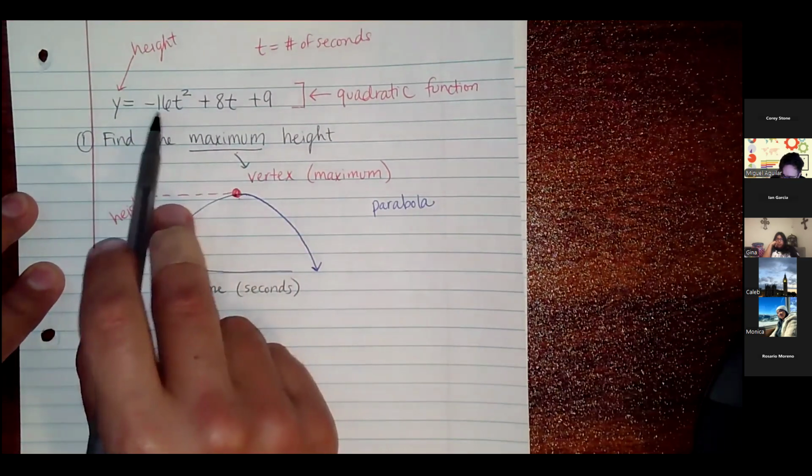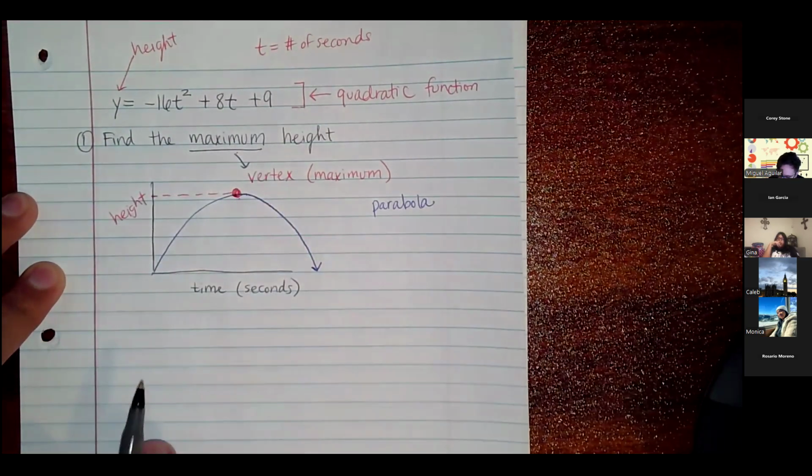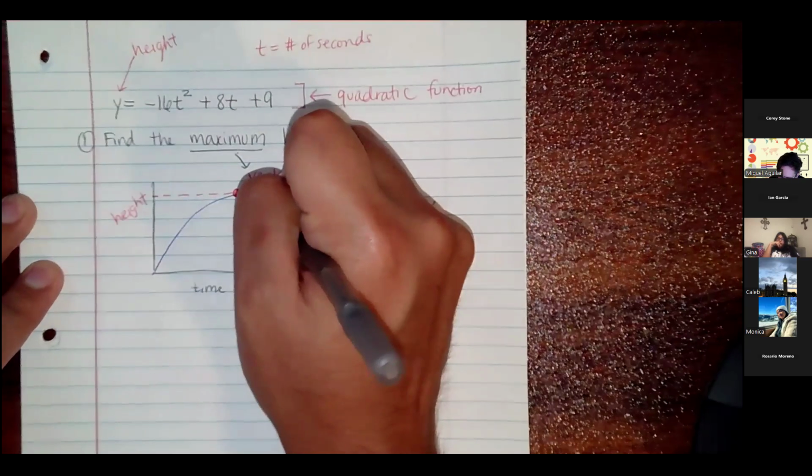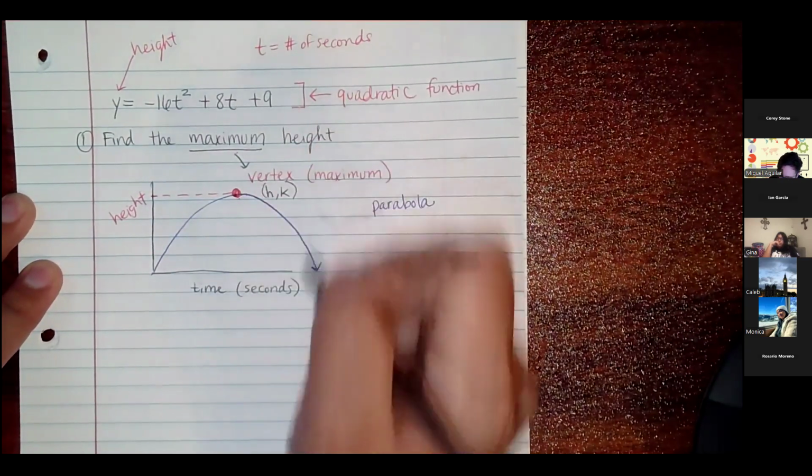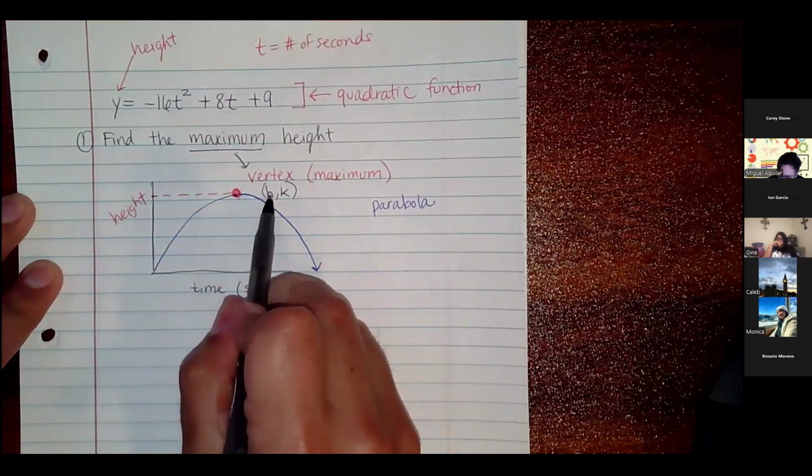So do you guys know how to find the vertex when you have a function in standard form? Like we can call that vertex h comma k, right? How do we find the h?